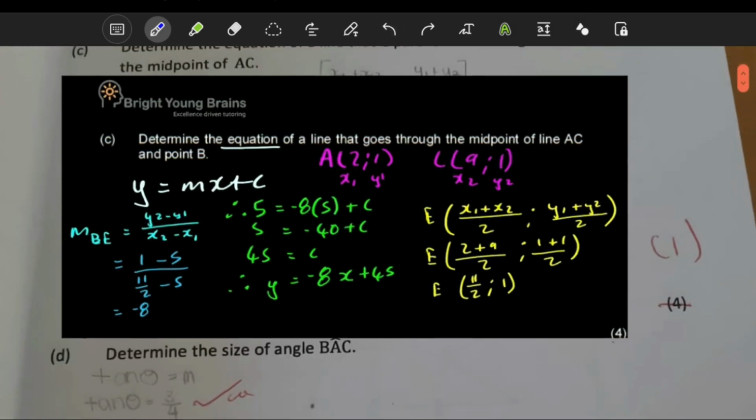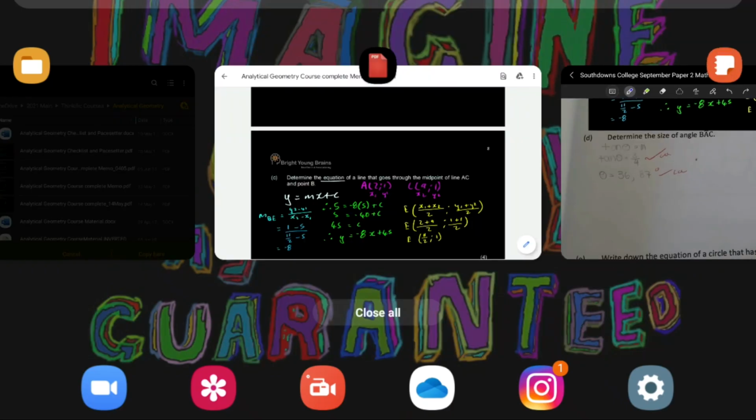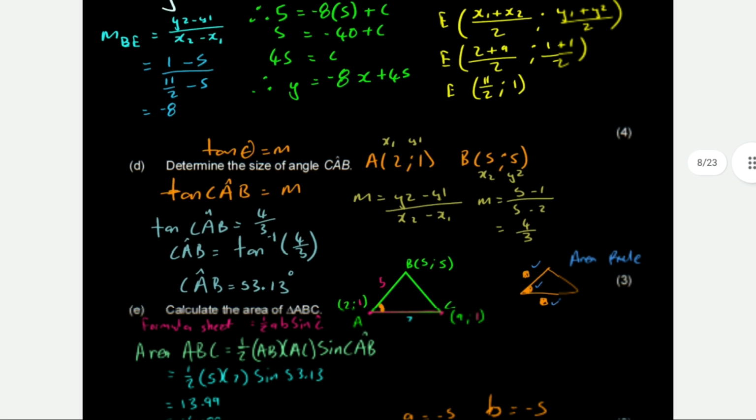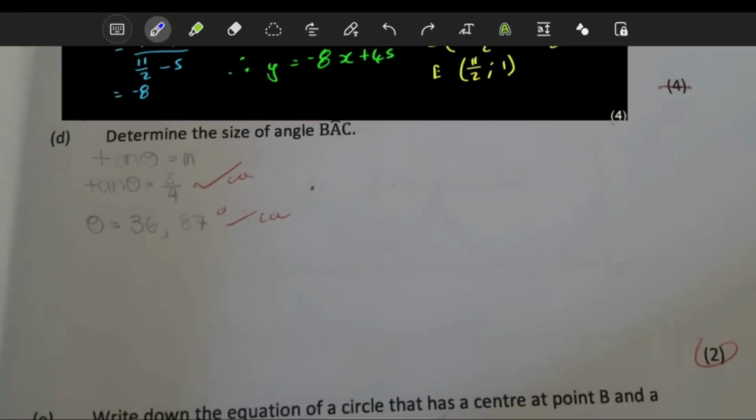Anyways, the next question here says we should determine the size of angle ABC. So 36.87. The only issue is getting the angle of what you may call. Oh wait, it looks like it's a different question. Oh well, this one is asking us... I think they just changed this question. Determine the size of angle BAC.